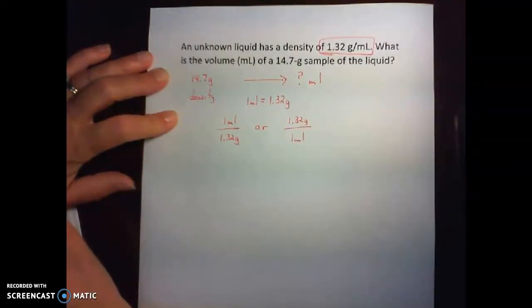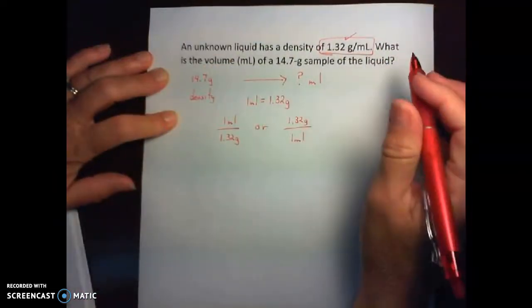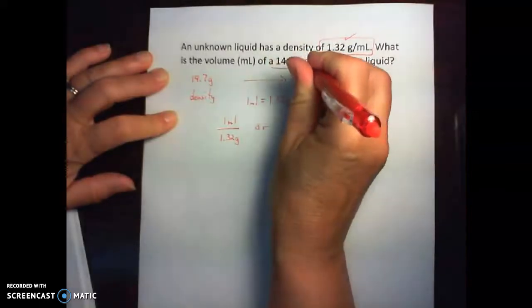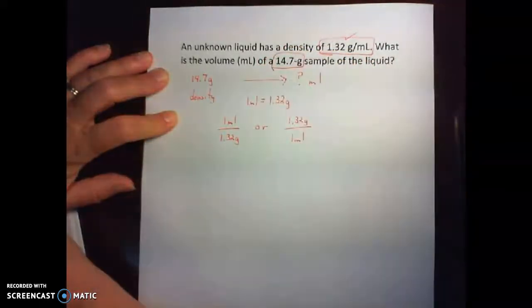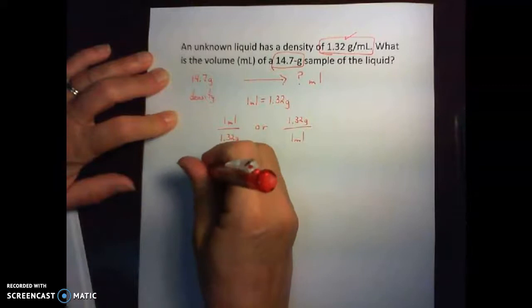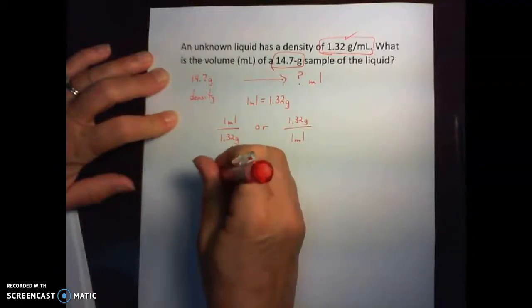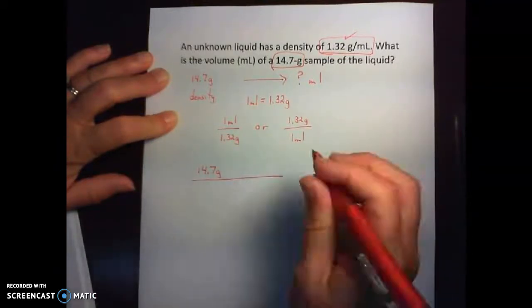Then we're ready to solve our problem. We want to make sure we start with the number from the problem that's not part of the conversion factor. This is part of the conversion factor. So we want to start with the 14.7 grams. 14.7 grams. Draw a line.